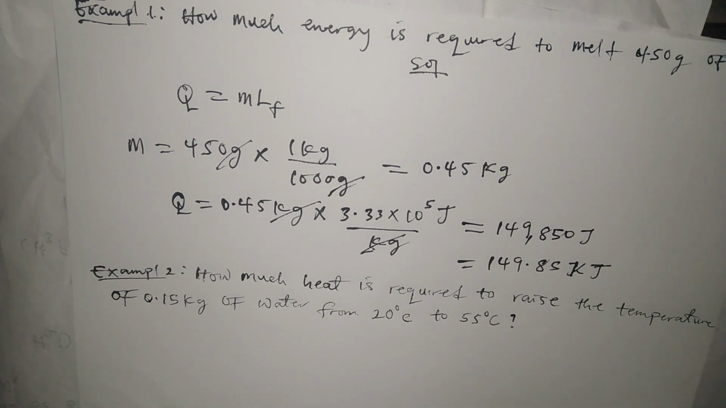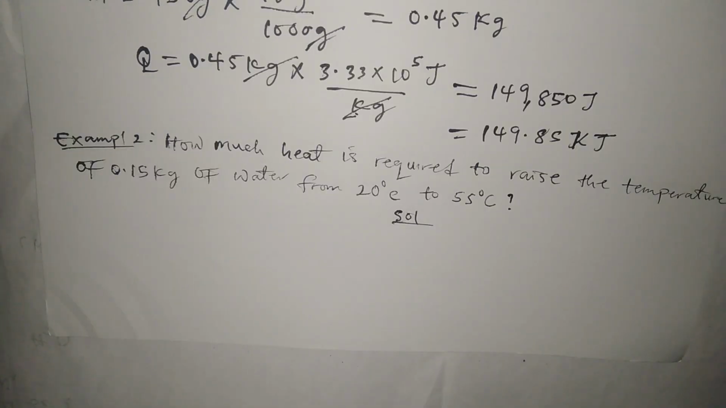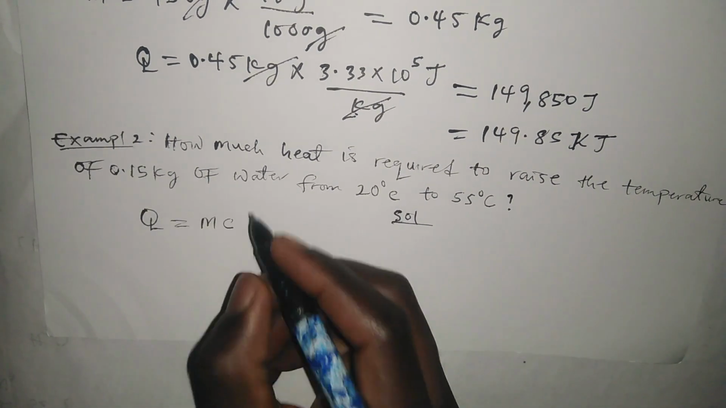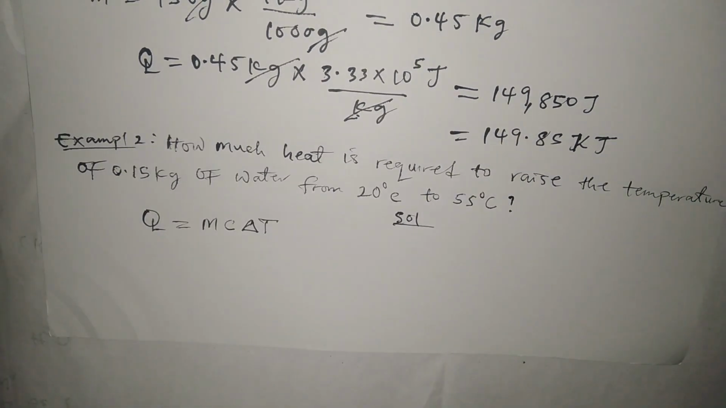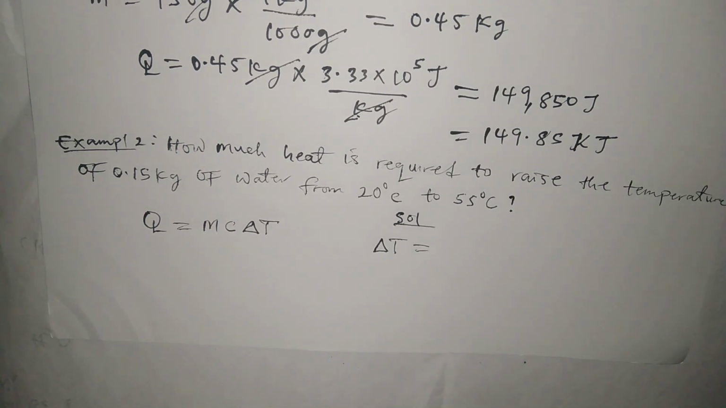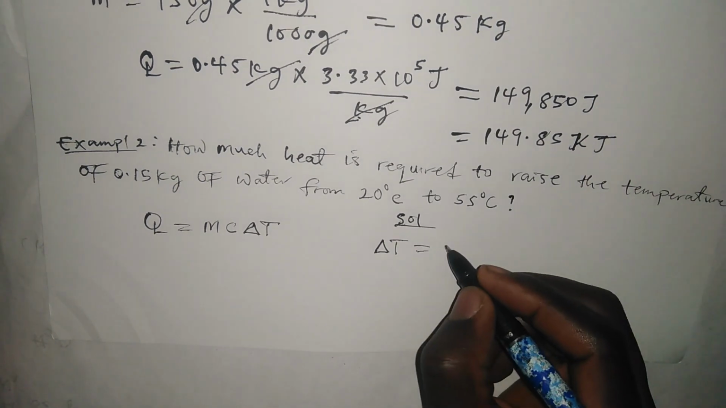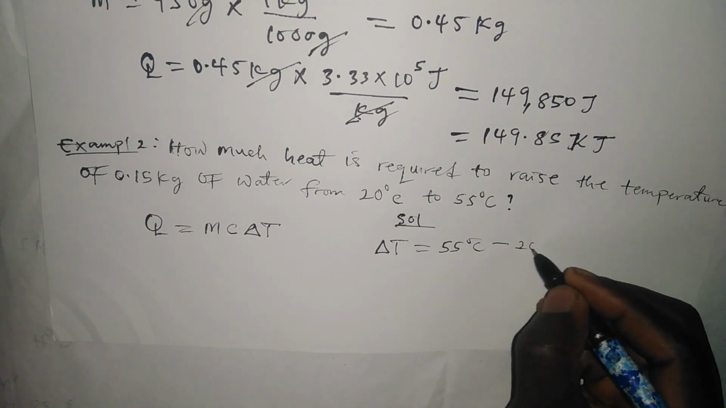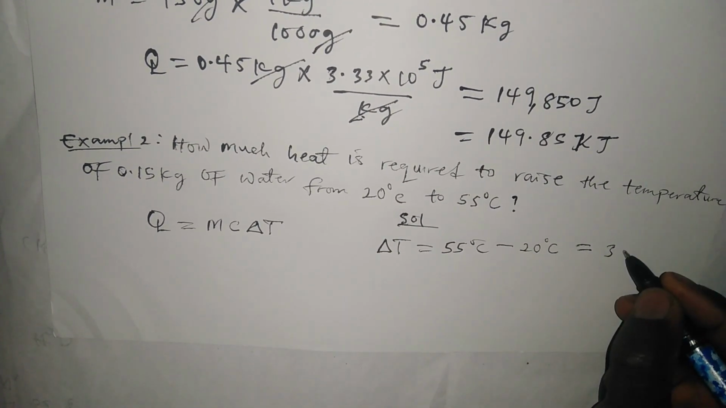Let's take another example. The question says, how much heat is required to raise the temperature of 0.5 kilogram of water from 20 degrees Celsius to 55 degrees Celsius? Solution. First, we'll look at the question in context. It says how much energy is required to raise the temperature from 20 degrees to 55 degrees. So that means there's a temperature change. Therefore, we're going to use this equation, mcΔT. First, let's look for ΔT. We subtract the initial temperature from the final temperature. So our final temperature is 55 degrees Celsius minus 20 degrees Celsius, which gives 35 degrees Celsius.